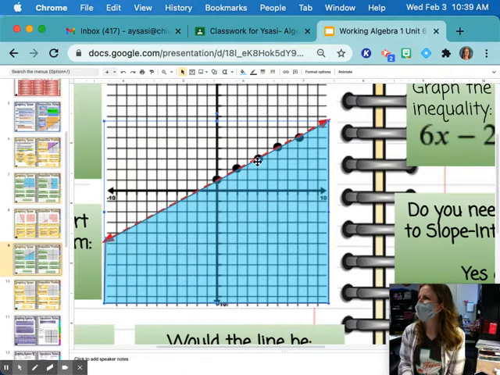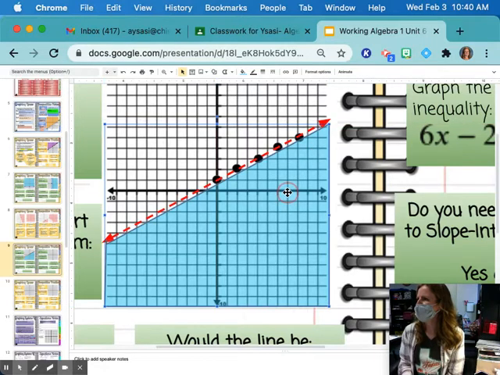If it's a dashed line, are the points on the line included? No, because it's dashed, they're not included. So you can leave them there, or you can take them off.